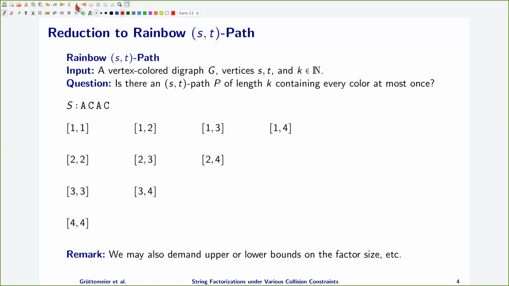Okay, so the reduction is as follows. For every factor, or every pair of positions in the string S, we create one vertex, and then we add edges if two vertices can be subsequent factors in the factorization, right? So if the first factor ends at 1, then the next one has to start at 2. So we add these edges, right? And then if it ends at 2, then the next one has to start at 3. So we add these edges.